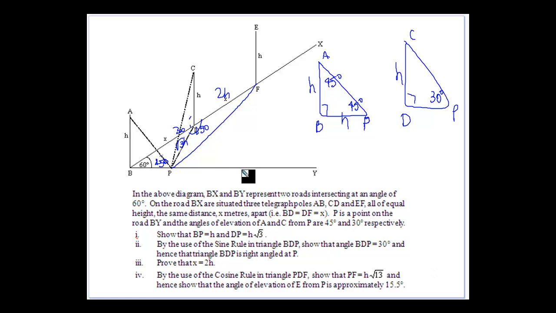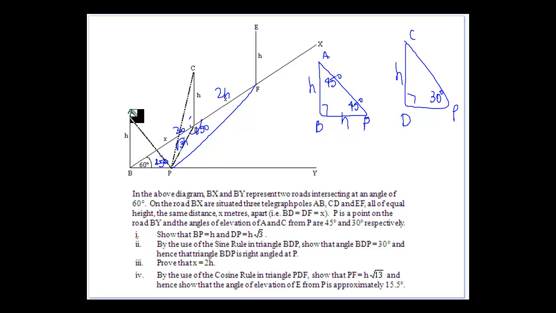So in this question there's a number of triangles that we need to consider. We've got a road and it's cut off in intervals of x, and there's poles that are h meters above the ground there. And then, looking at a point P, we've got some angles of elevation. So we've got a 45 degree one there, 30 degree angle of elevation there. The first part of the question wants us to show that BP is equal to H.